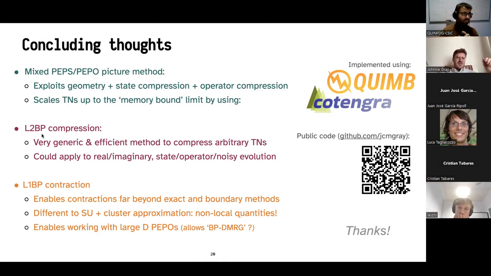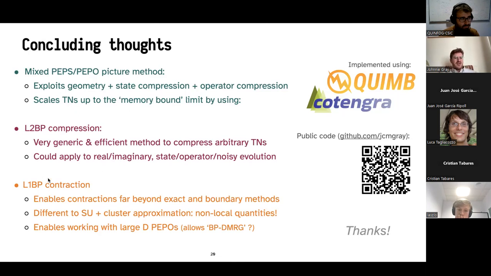And the tool we use for this is this L2BP compression, which is a very generic and efficient method to just take an arbitrary tensor network and compress it back down. And because everything is just an automatic local contraction, it's very easy to apply this to real or imaginary time evolution, or some noisy Kraus operator evolution. It is really a very generic primitive.